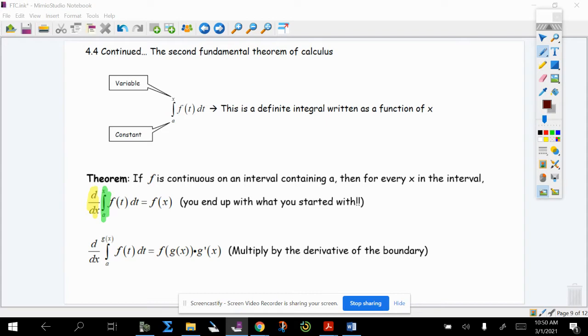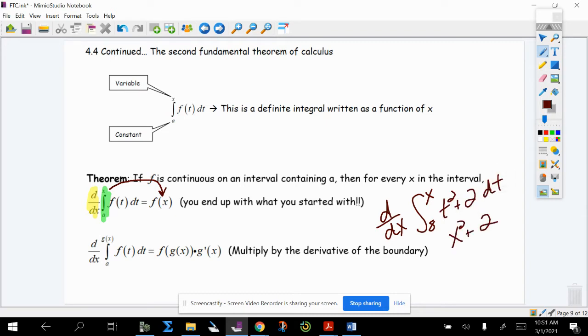Now you'll notice the one change is because we'll be putting boundaries into that function, instead of thinking of it as f of t, where your variable's t, your final answer will be f of x. So for example, if you were asked to derive the integral from 8 to x of t squared plus 2, you would just get x squared plus 2.